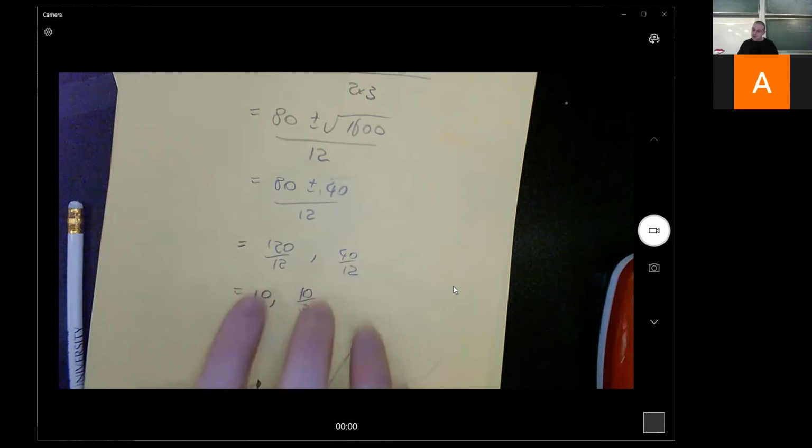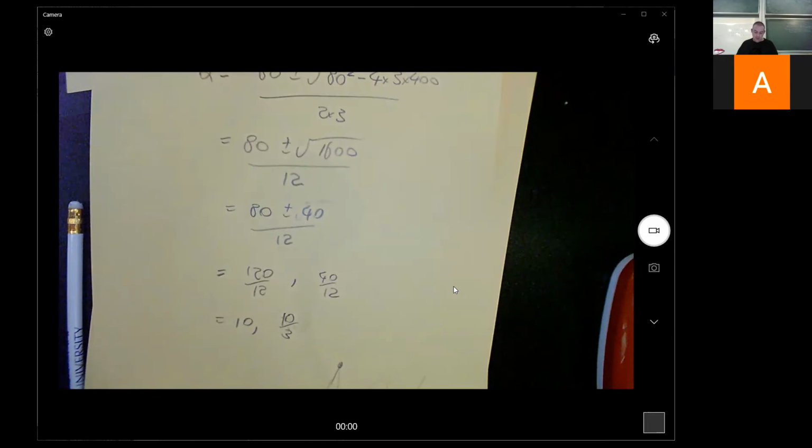So let me just check. If I put these both back into the derivative, does it come out to 0? 1600 minus 320 times 10 plus 12 times 10 squared is not 0. Plus 12 times 10 squared is not 0. So this is not a solution. I'm not sure why.